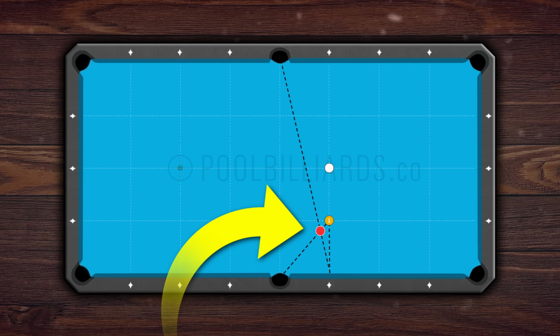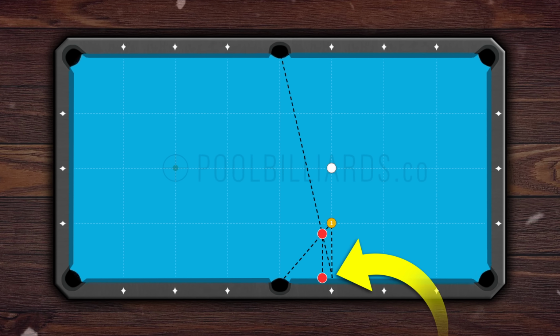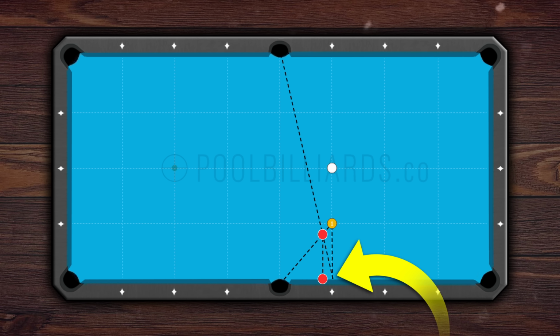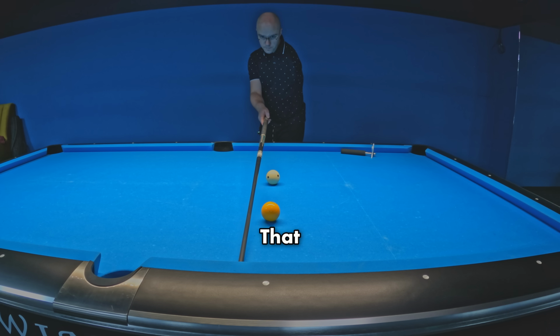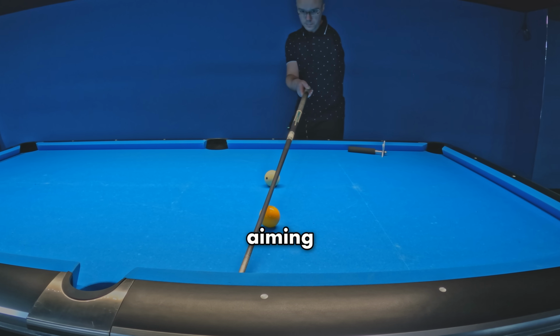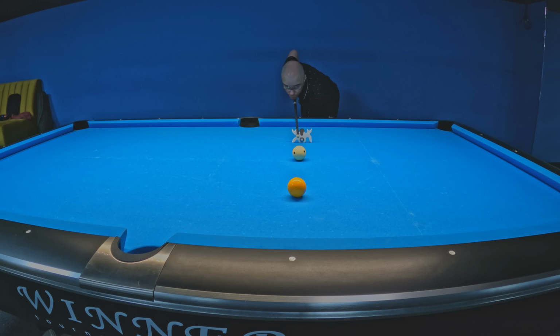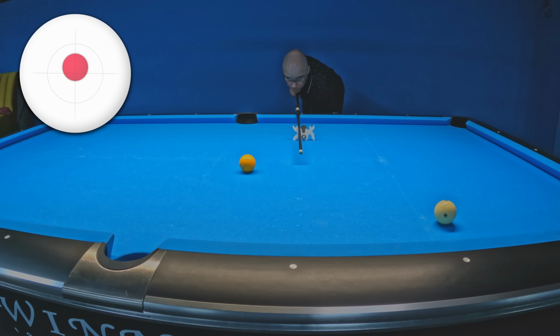These lines will cross, creating a new point, and from that crossing point draw a final line to the long rail's edge. That point on the rail is your final aiming point, and remember, use natural speed and natural rotation.